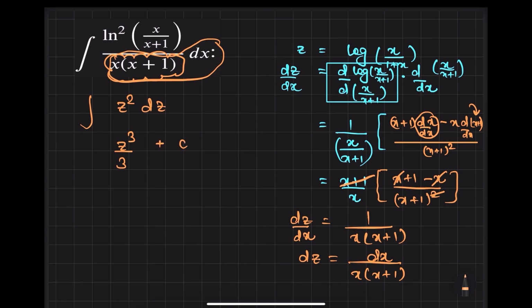Now who was your z? Your z was log x by 1 plus x, power 3, by 3 plus c. So this is your answer. I hope the idea is clear. Now you can handle this similar situation.